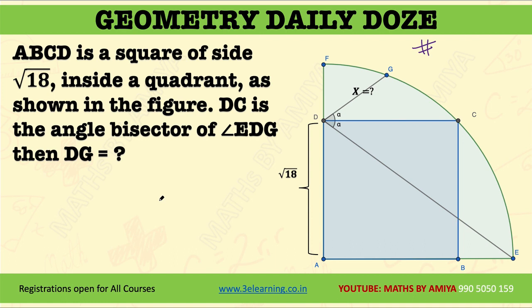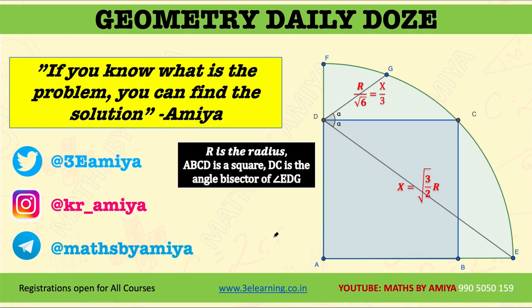Let's check the final outcome first. So this is our final outcome. If the radius of the quadrant is R and DC is the angle bisector of angle GDE and this one is a square, then the required line DG is nothing but radius divided by root 6. Please pause the video and take a screenshot, or you can also get this image from these social handles. So first let's solve the question. DG is nothing but radius divided by root 6. Then we'll check the concept or the proof behind this.